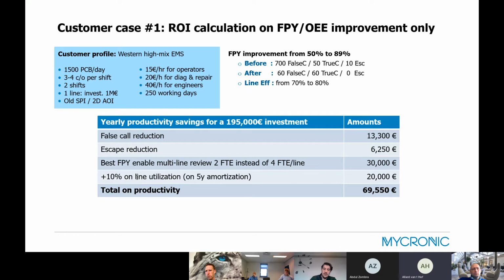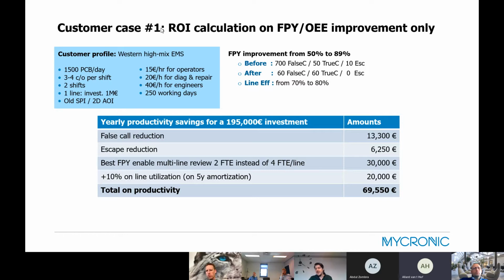This is the 1 million euro investment of the full line for sure, by 10%, and then divided by 5 years. If you take amortization of 5 years, normally this is what is done, then you are at 20K. And then, if you add all these numbers, we are on a gain on productivity of nearly 70,000 euro in 1 year. And for sure, again, this is not for all customers.